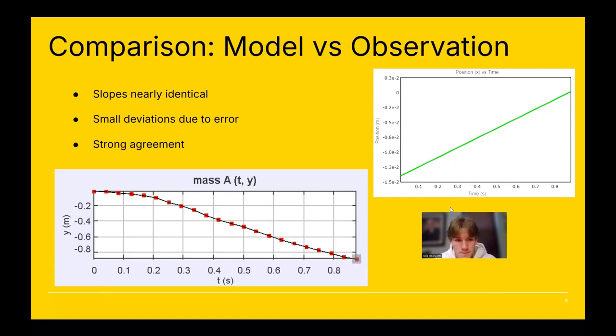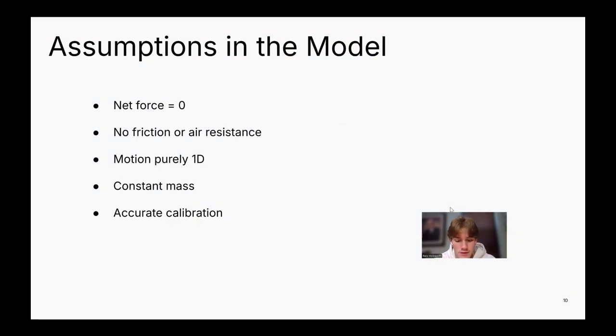Assumptions for the model: we said net force equals 0. We're assuming there's no friction or air resistance to minimize calculations. Then the motion is purely 1D, so there are no other dimensions involved, just the x-axis, and constant mass. And then we're assuming accurate calibration for this.